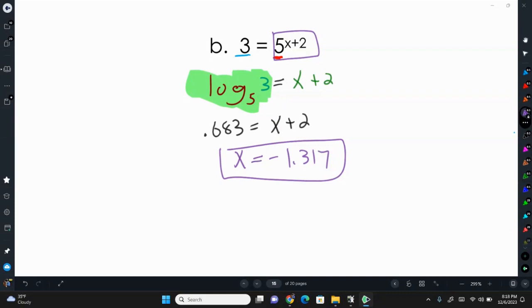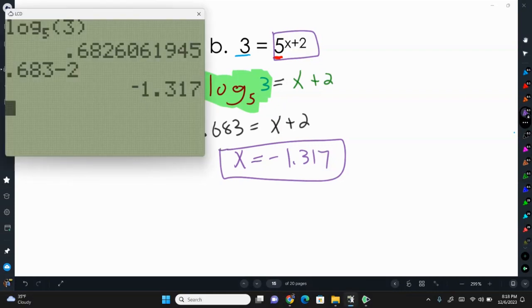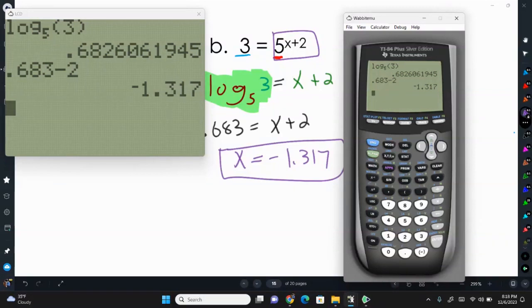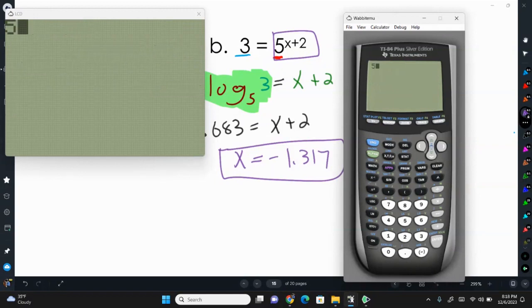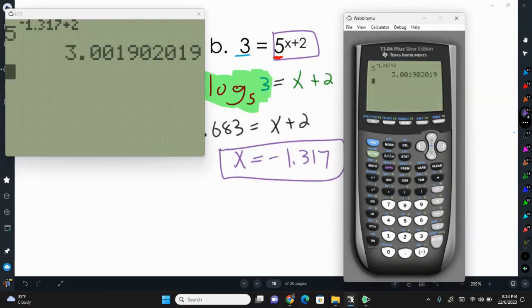And you could substitute these back in, but when you do that, you're not going to get exactly the right answer because we are rounding. So watch, if I do 5 raised to the negative 1.317 plus 2 power, I get 3.0019, which is close enough to 3 that we're confident we got the right answer.